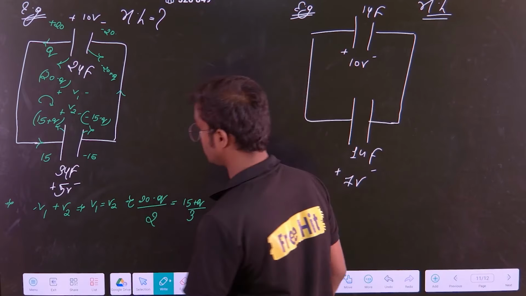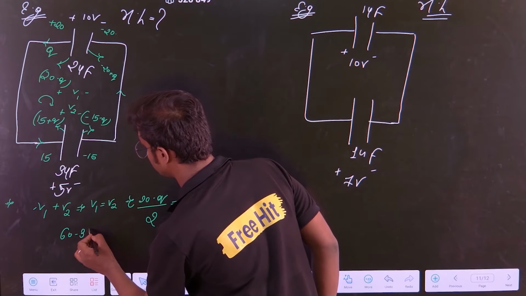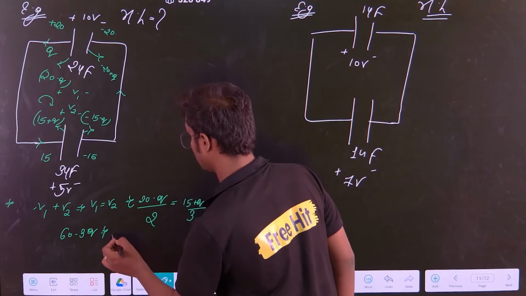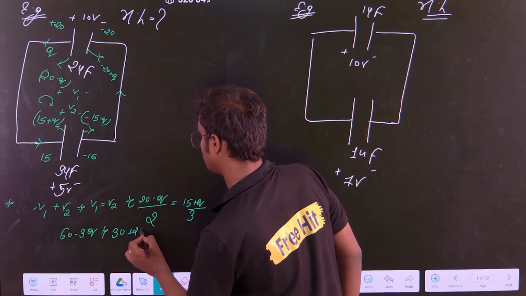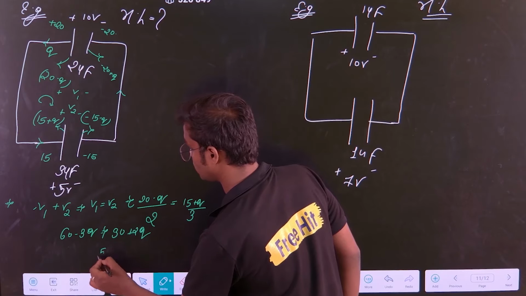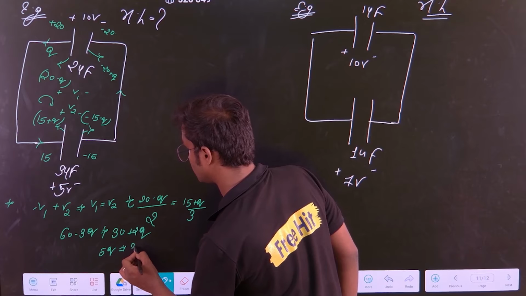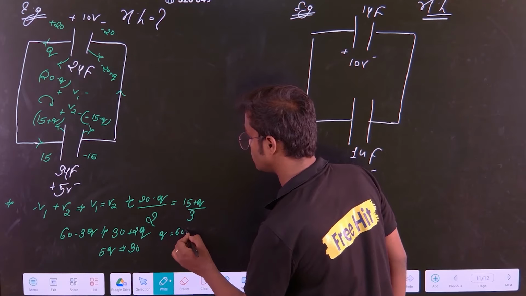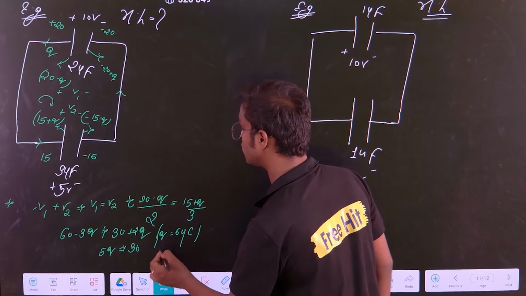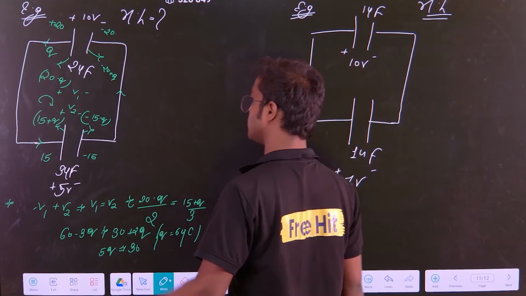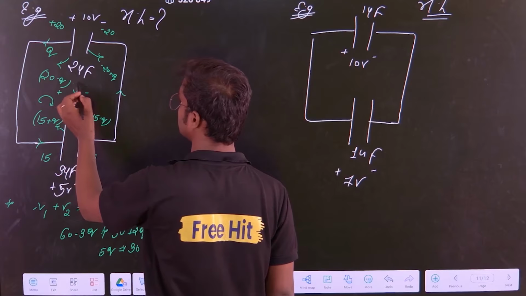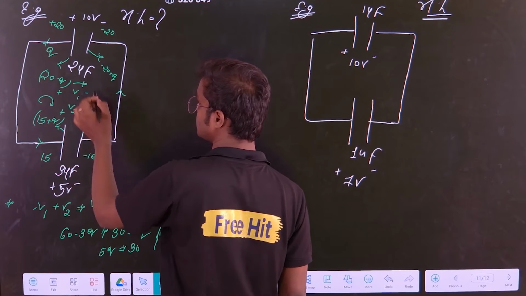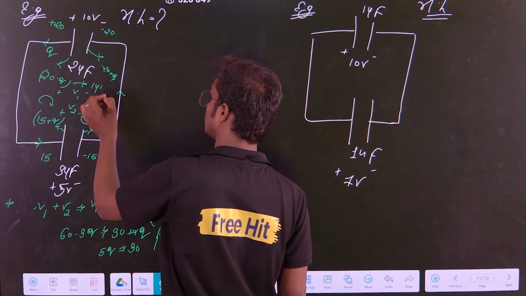Let us solve this. It will become 60 minus 3q equal to 30 plus 2q. So this will become how much? That is 5q is equal to 30, correct? Any doubt? So what is my q? Q will be equal to 6 microcoulomb. So that much amount of charge has flown. If that much charge has flown, the charge on this plate will be 20 minus 6, that is 14 microcoulomb, correct?